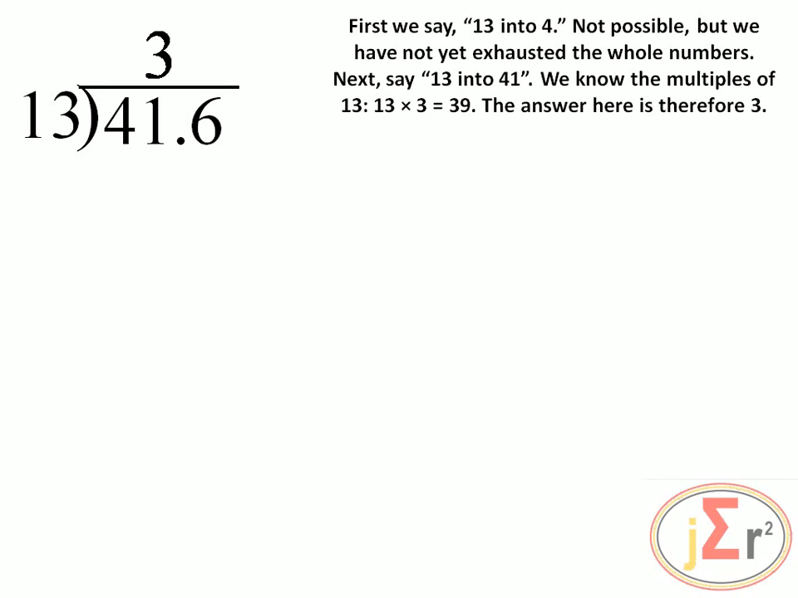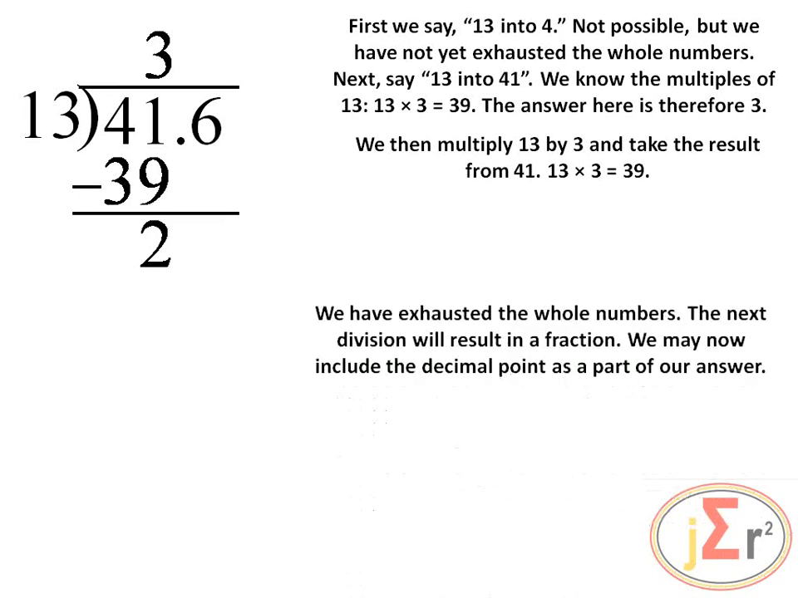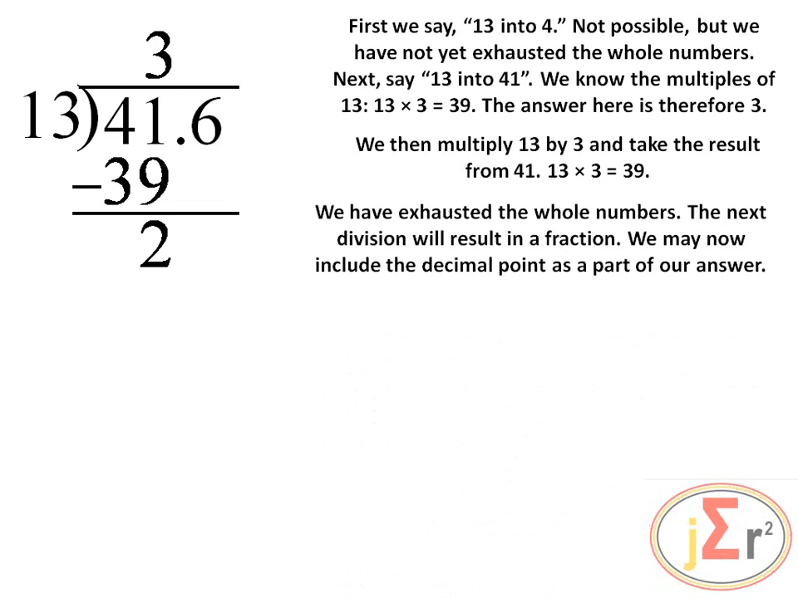Then what do we say? 3 times 13 and subtract that from 41. But we know 3 times 13 already. So subtract 39. Right. 41 minus 39. No one can guess that that is equal to 2. We have exhausted the whole numbers. The next division will result in a fraction. We may now include the decimal point as a part of our answer.